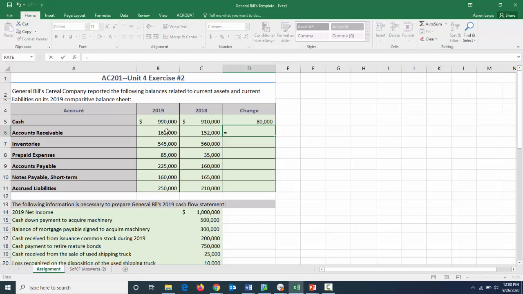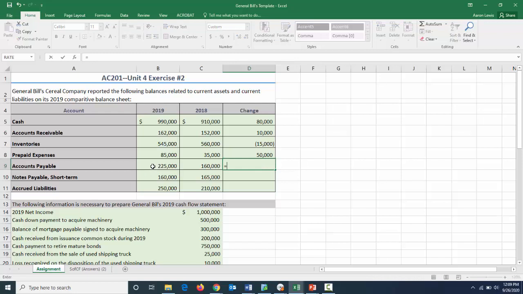Accounts receivable has a current balance of $162,000. It was $152,000 at the end of the prior period, which means it increased by $10,000. Inventory is at $545,000. It was at $560,000 at the end of last year, which means during the year our inventory decreased by $15,000. Next up, we have prepaid expenses. Prepaid expenses is currently $85,000 on our books. On last year's financials, we reported $35,000 worth of prepaid expenses, rent, insurance, etc., which means that our prepaid expenses, which is a current asset, increased by $50,000 during the period.